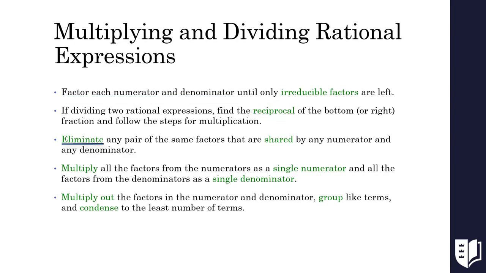Next, we want to eliminate any pairs of the same factors that are shared in any of our numerators and any of our denominators. Multiplying and dividing does not require common factors to be part of the same fraction, as long as one factor appears in a numerator and the other factor appears in a denominator. After canceling, multiply the remaining factors in the numerator and denominator as a single numerator and a single denominator. Finally, we multiply out the factors in the numerator and the denominator of our answer and simplify anything that remains.